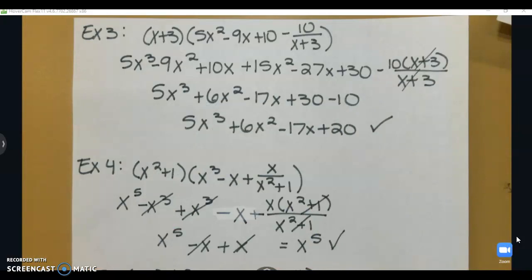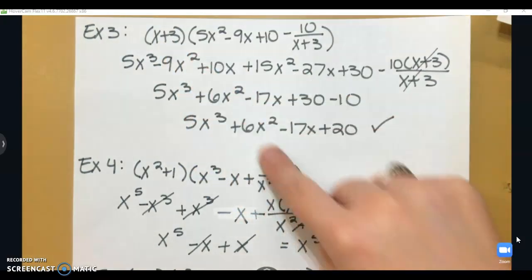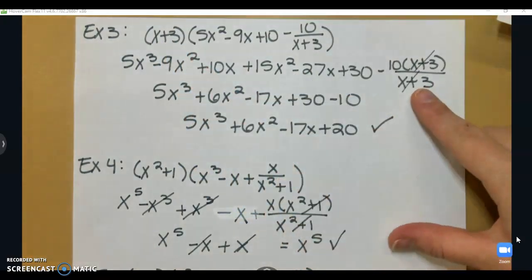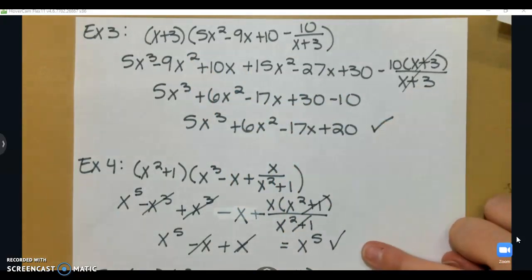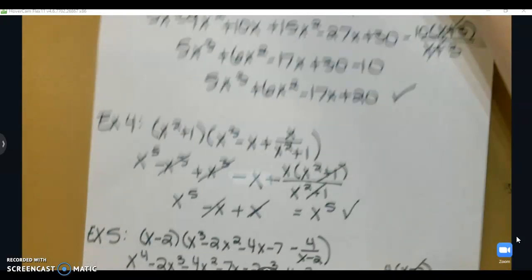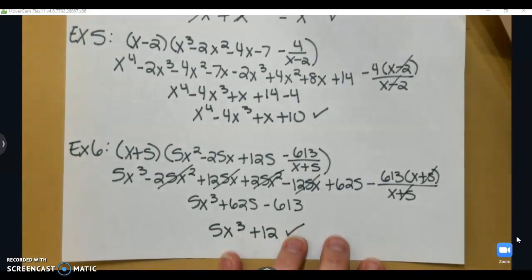Here is step 5 where you are checking your work. What I have done on each of these is multiplied our divisor by our final answer. And so here is the work for 3 and 4. If you'd like to pause it and take a closer look, you can see that in the end we get our dividend. And then here is the same for examples 5 and 6.